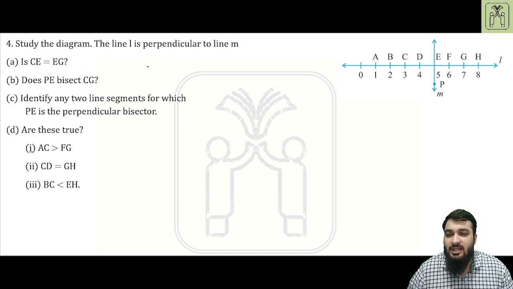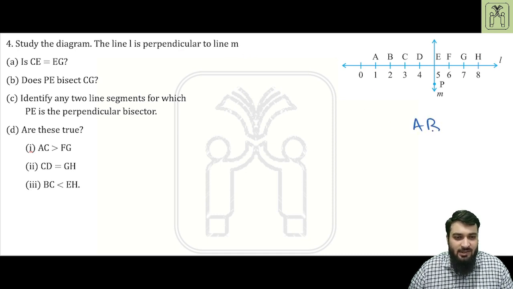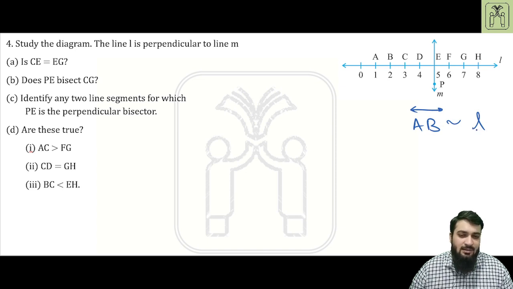Question number 4. Study the diagram. The line L is perpendicular to M. ठीक है, हमें पता है लाइन को हम कैसे रिप्रेजेंट कर सकते हैं, either in the form of AB or can be represented by a small letter. AB is in caps and L is in small caps. Is CE equal to EG? ठीक है, देख लेते हैं.